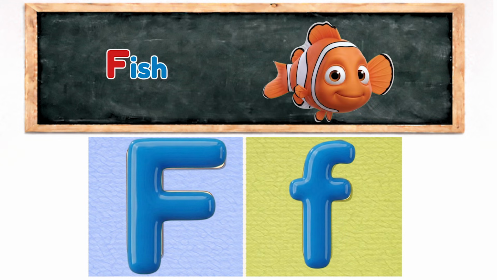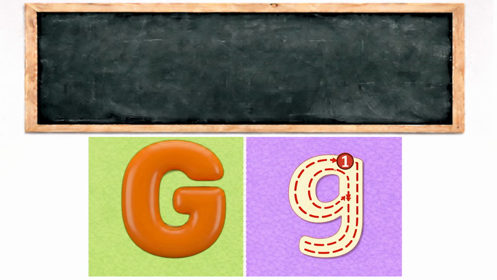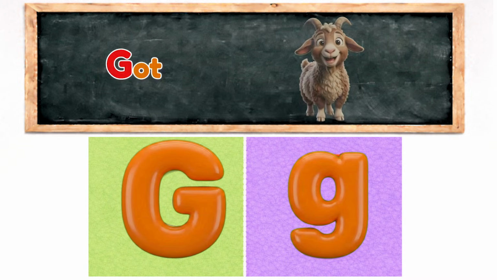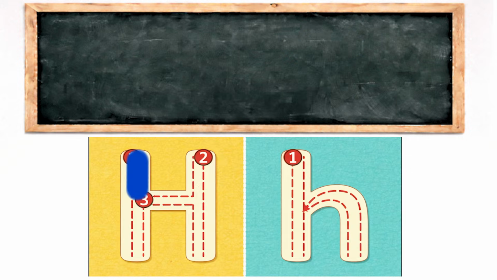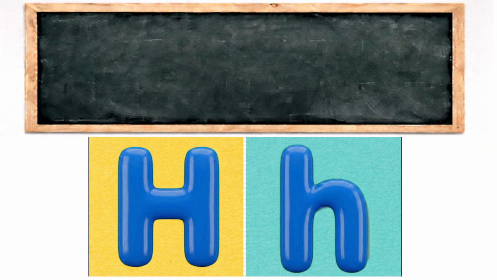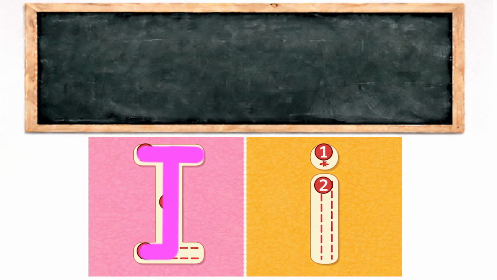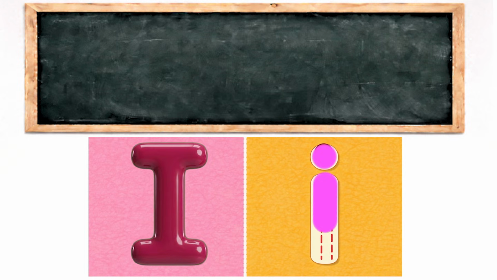F is for fish. This is capital G, and this is small g. G is for goat. This is capital H, and this is small h. H is for hat. This is capital I, and this is small i.